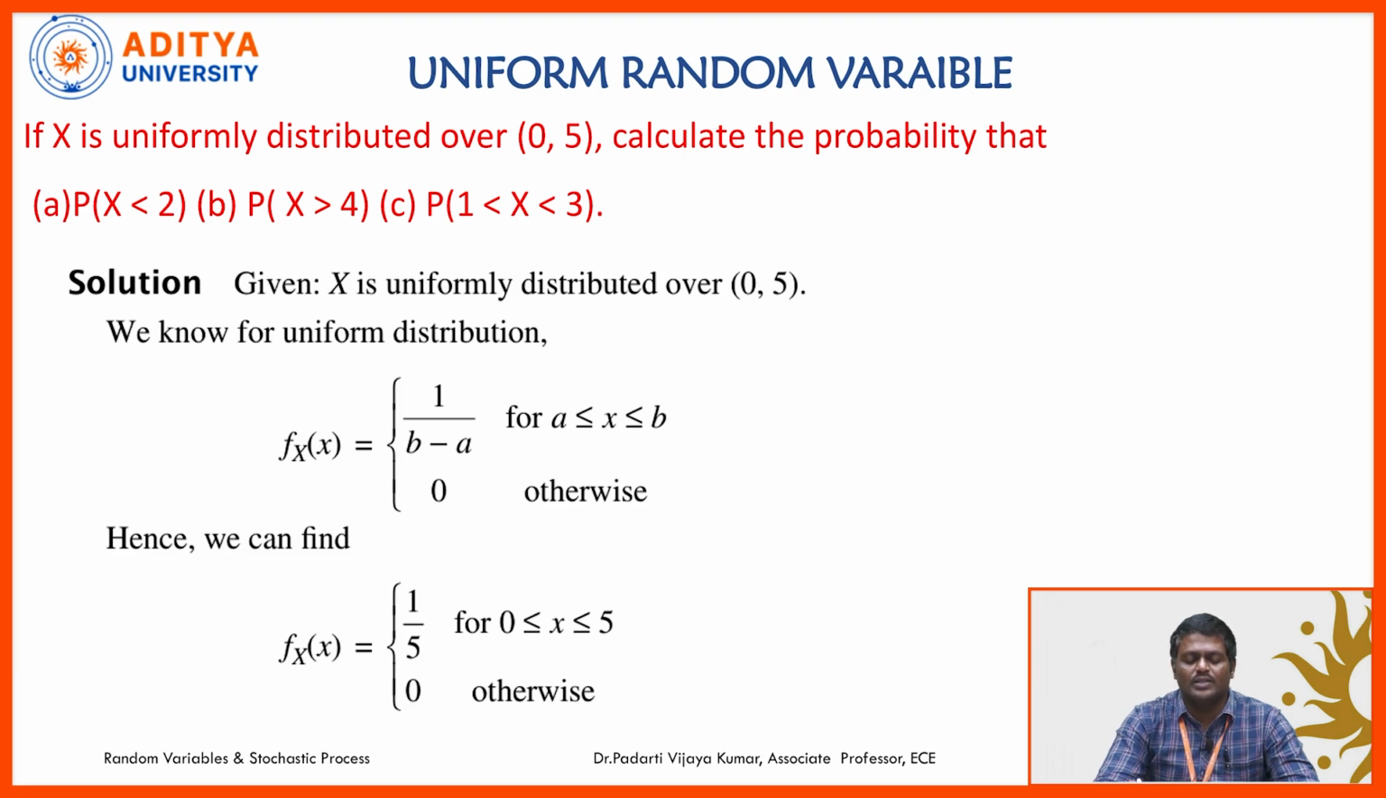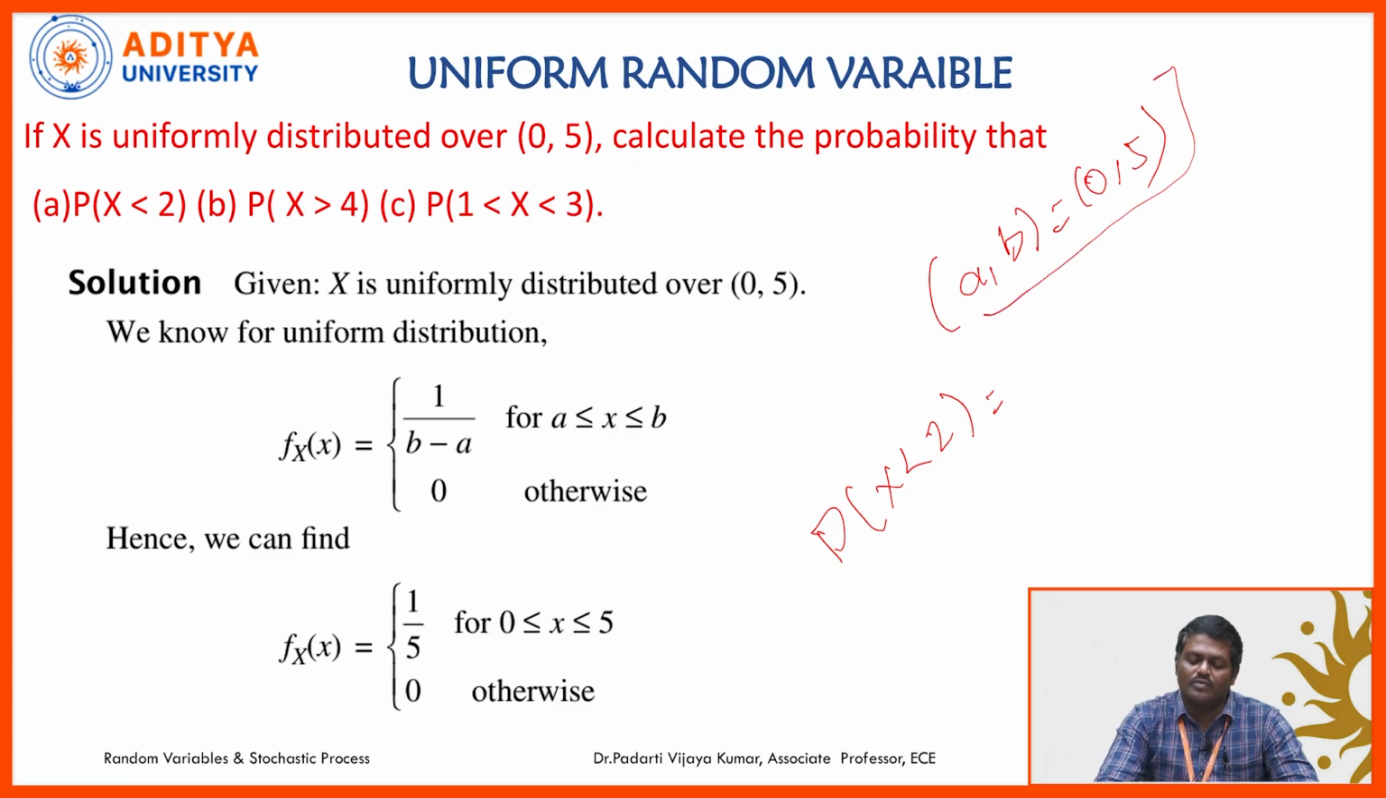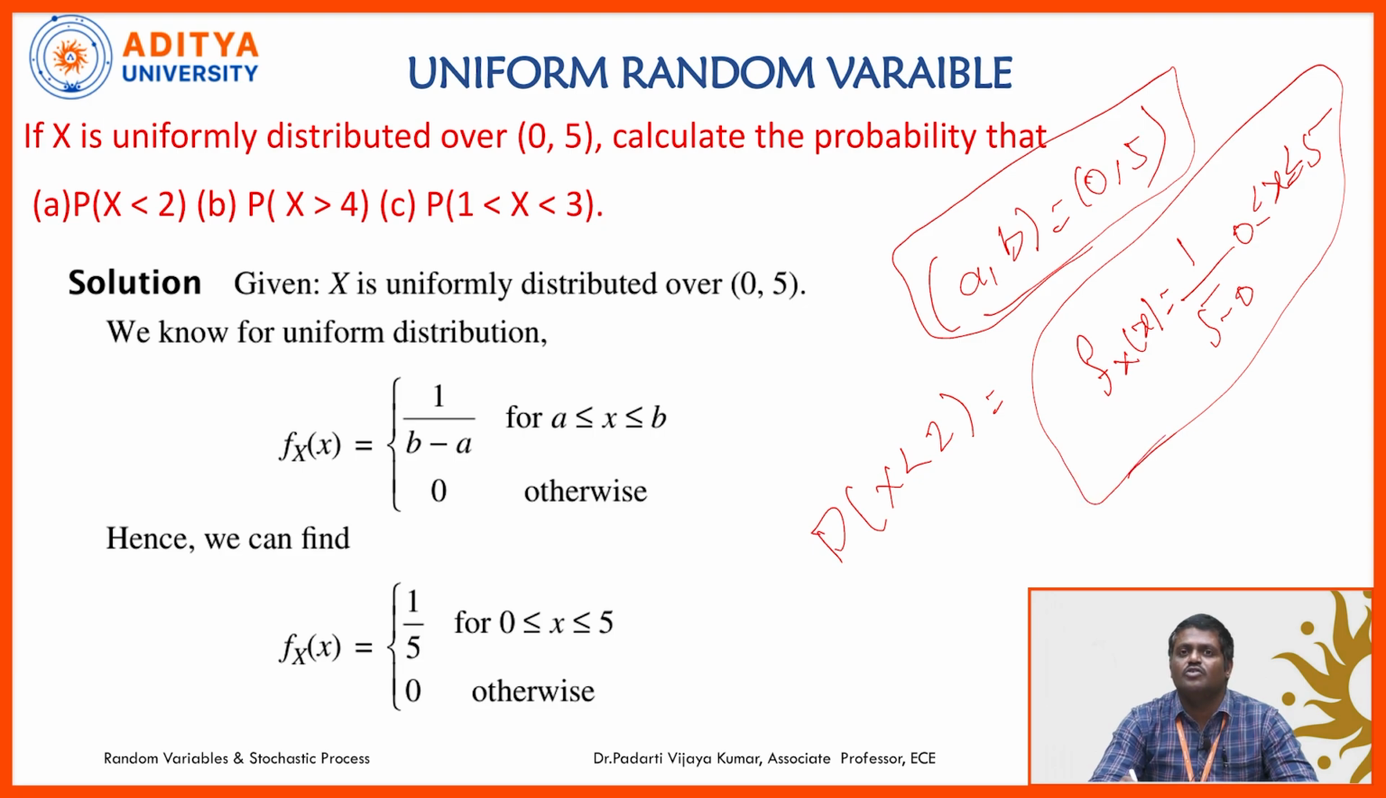The problem is given like this: x is a uniform random variable distributed over the limits a comma b equal to 0 comma 5. We need to compute the probability of x less than 2. From the given data, we need to find the density function first. We know the density function is fx of x is equal to 1 by b minus a over the limit 0 less than x less than 5. So, this is the density function. Now, we need to compute the probabilities one by one.